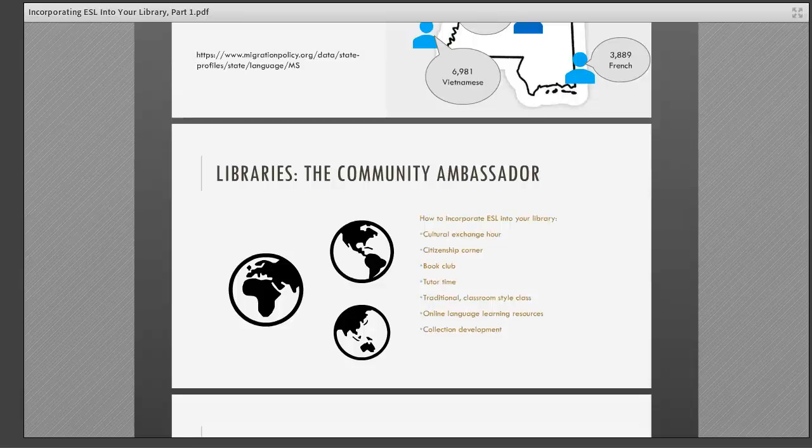Okay, so think about your community, think about your community members, think about those you're trying to reach out to and you're trying to accommodate, and build your collection and your online resources and your programs based on that. You guys know that. You're all rock star librarians.